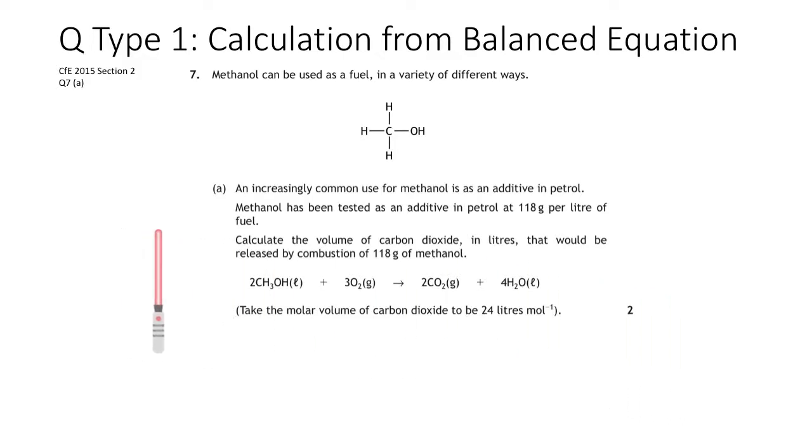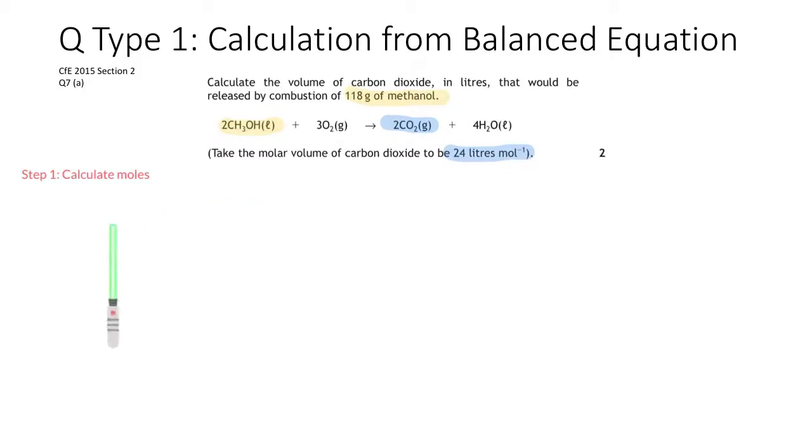So in this question, methanol can be used as a fuel in a variety of different ways. An increasingly common use for methanol is an additive in petrol. Methanol has been tested as an additive in petrol at 118 grams per litre of fuel. Calculate the volume of carbon dioxide in litres that would be released by combustion of 118 grams of methanol. Take the molar volume of carbon dioxide to be 24 litres per mole. So our first step, as is often the case, is calculating moles.